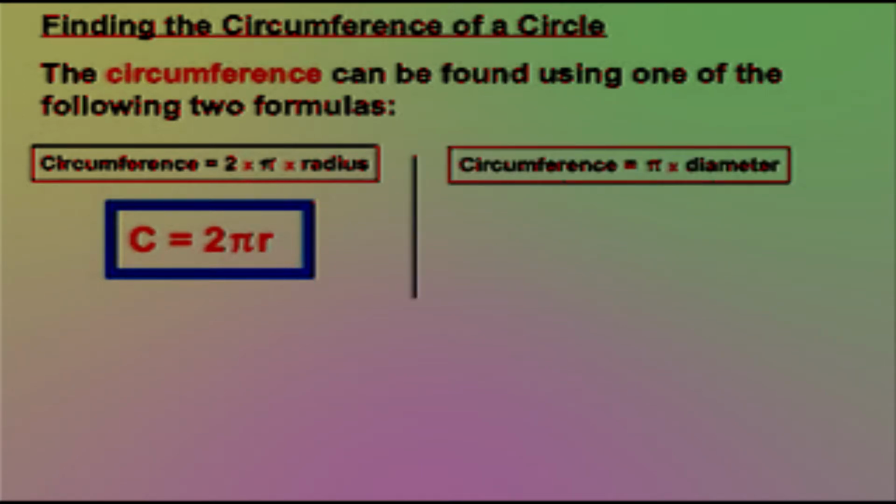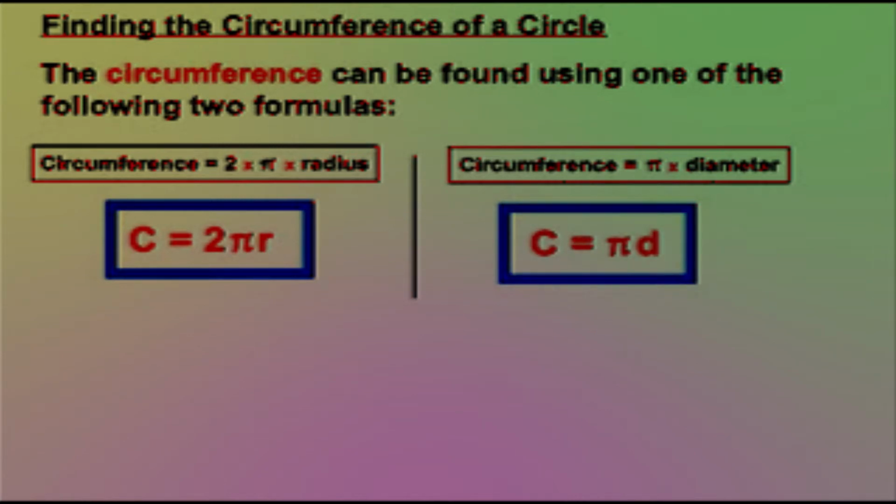Now if we have a diameter instead of a radius given to us, we'll more than likely choose to use this second version. Circumference equals pi times whatever the diameter is. And we'll shorten that by saying circumference equals pi d, or pi times d. So circumference equals pi times the diameter. So usually if we're given a radius, we'll use the first version with the r in it. Or if we're given the diameter in the question, we'll choose to use that second version.